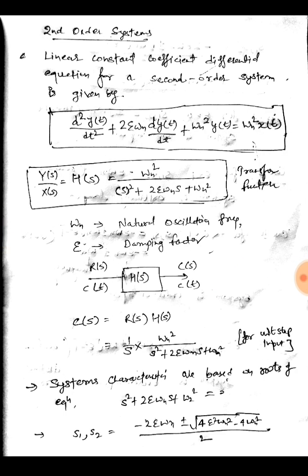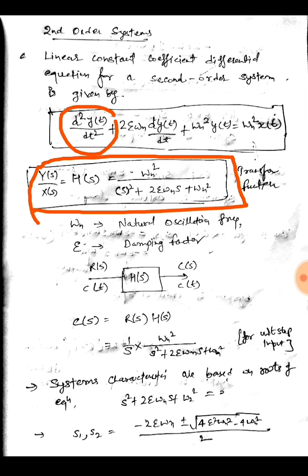So now comes the second order systems, in which we will use second order differentials, that is d square y(t) by dt square plus 2 zeta omega n dy(t) by dt plus omega n square y(t) is equal to omega n square x(t), where x(t) is the input. So when I calculate using the Laplace transform, the transfer function of this differential equation or the system comes out to be, for a second order system, Y(s) upon X(s) is equal to H(s) or T(s) is equal to omega n square upon s square plus 2 zeta omega n s plus omega n square.